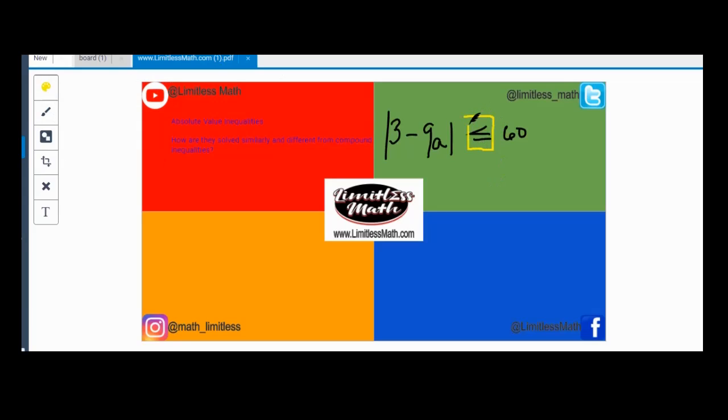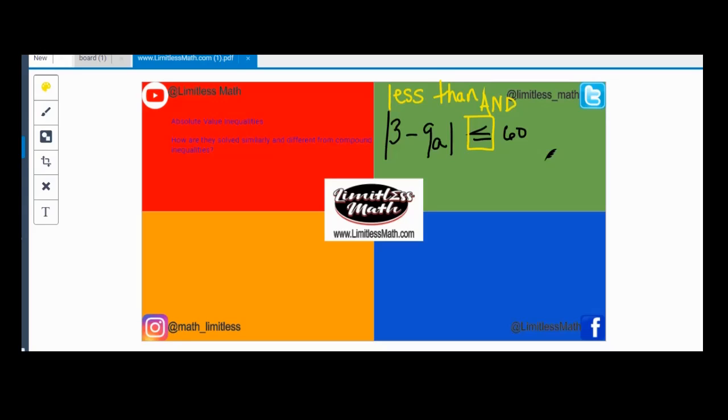This symbol is less than or equal to. When we have the word less than, it turns into an and inequality. So it kind of sounds the same. This is the mnemonic device we're going to use to remember it. Less than is an and. Anytime we have a less than symbol for our inequality that has absolute value, it will be an and compound.